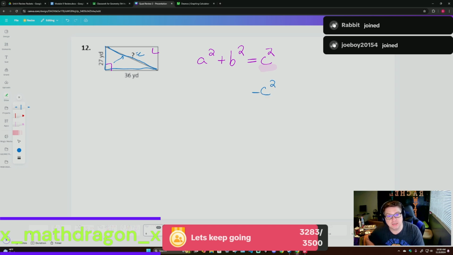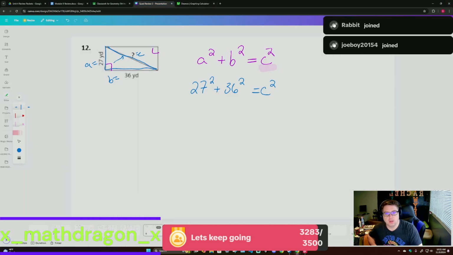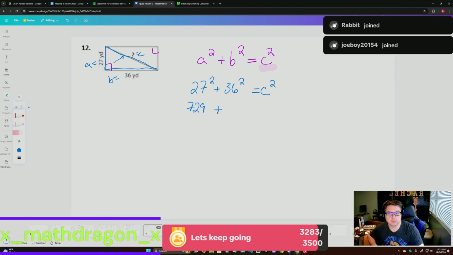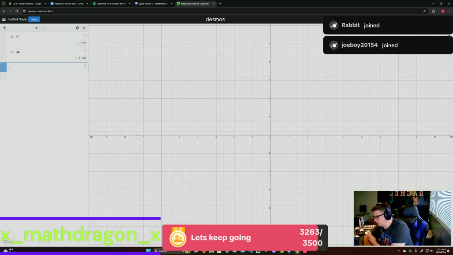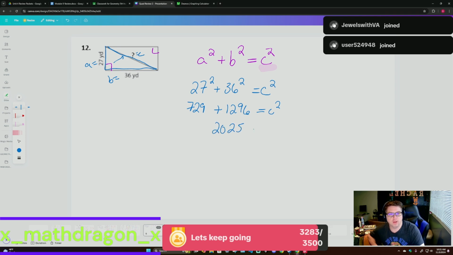So we are going to keep c as c. And then you can label one of them a, the other one b. It really won't matter as long as you do your math correctly. So then I need 27 squared. I have no idea what that is. 27 times 27 equals 729. So this is 729. And then 36 times 36, no idea. It's very large. 1296. And my guess is it's going to add together to give us something beautiful. So 1296 plus 729 equals 2025 equals c squared.